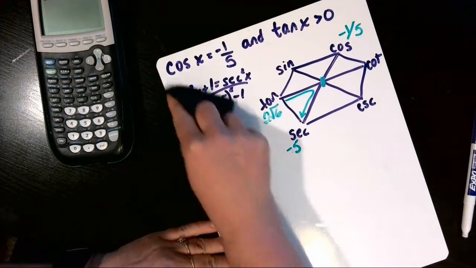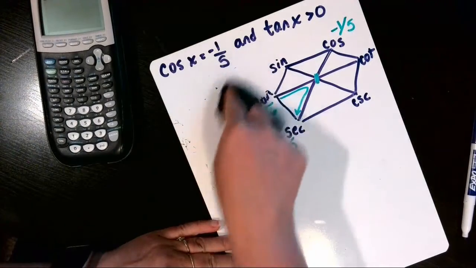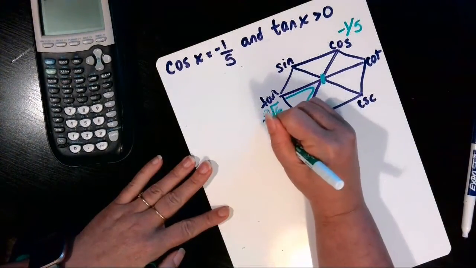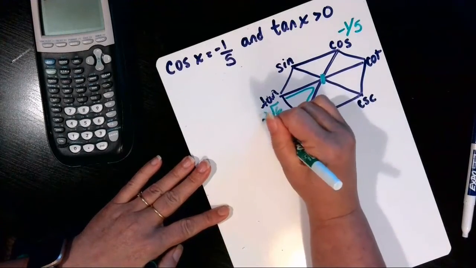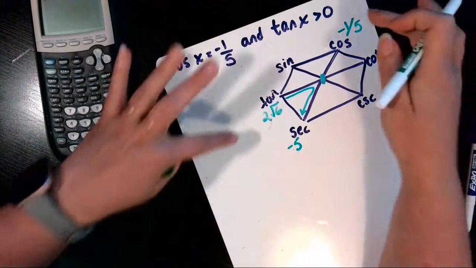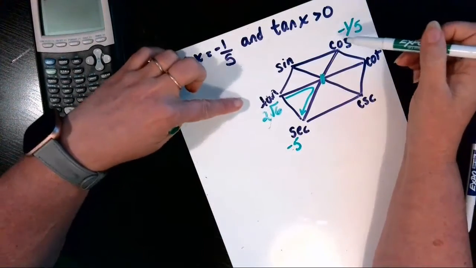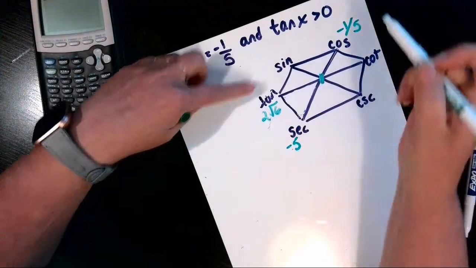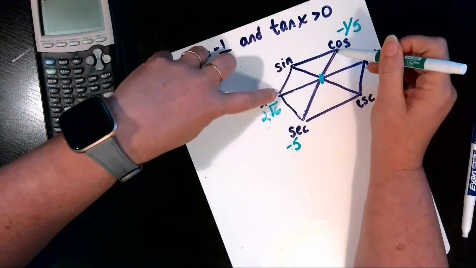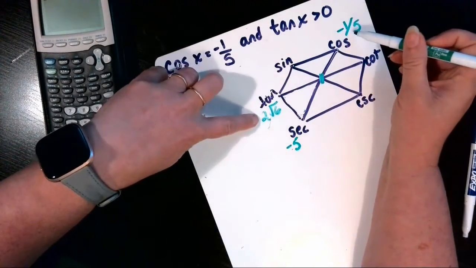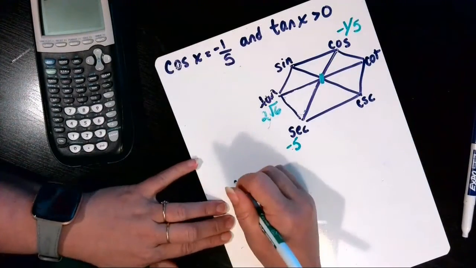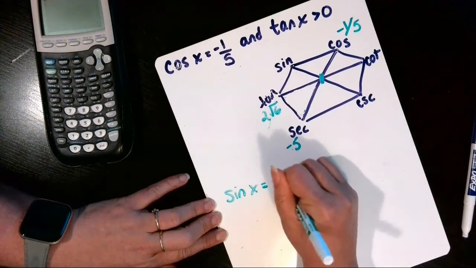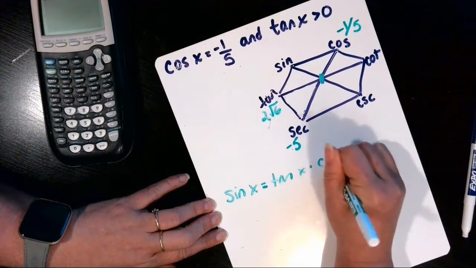Okay, so we've got that piece. Now we can use another identity in order to find the sine. That product identity lets us make a hinge. So if sine is my hinge that I'm trying to find, I go out to the 2 vertices to the left and right and multiply them with that product. So that means that the sine of x is equal to the tangent of x times the cosine of x.